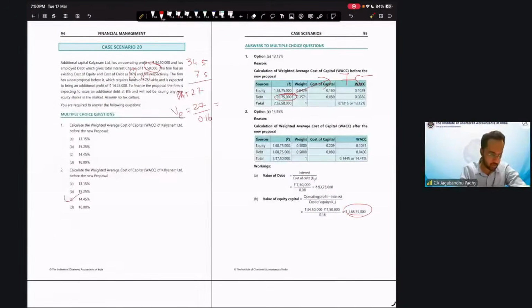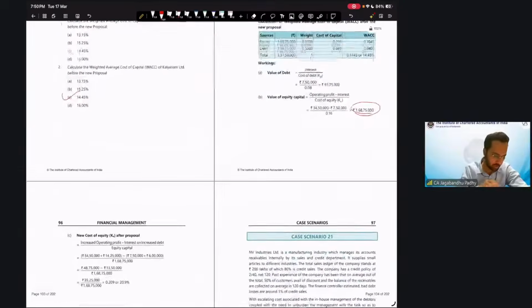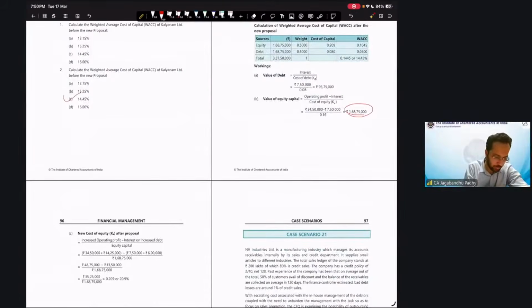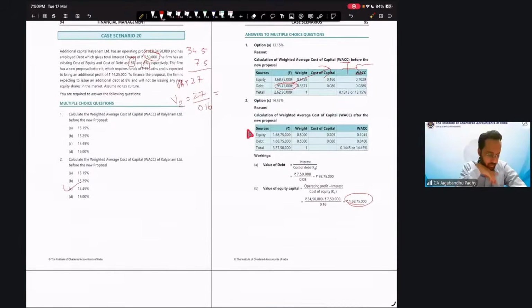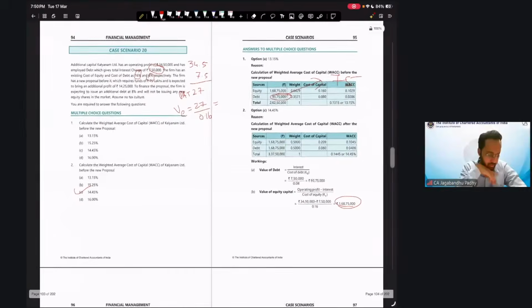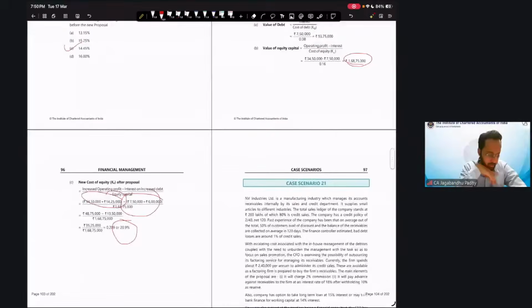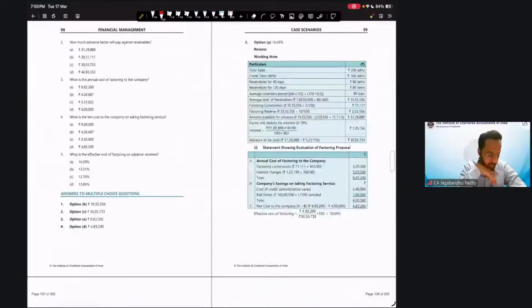And of course, the cost of equity is going to change here because your profit is going to increase and also the interest is going to increase. So I need to compute the new cost of capital, keeping the market value as constant, because as you are increasing debt, the equity shareholders are going to face more risk and therefore their cost of capital is also going to increase. Okay.